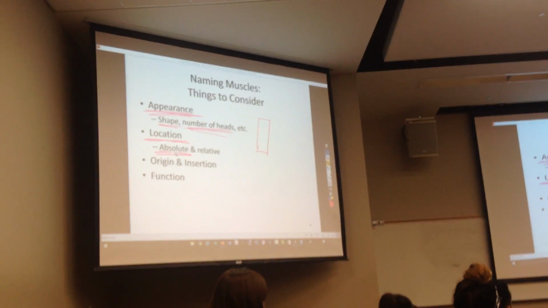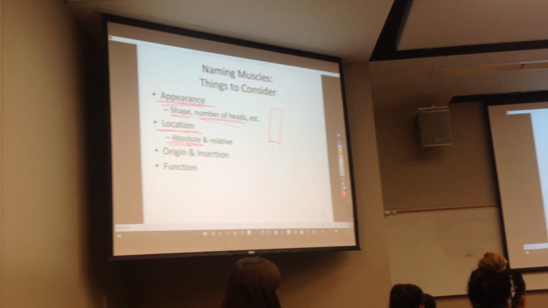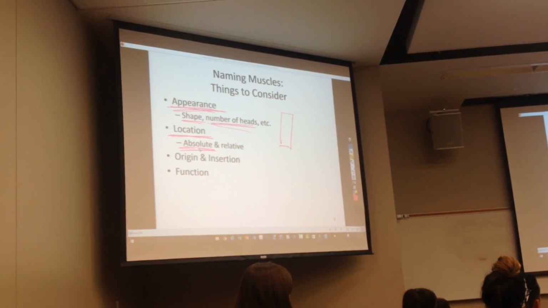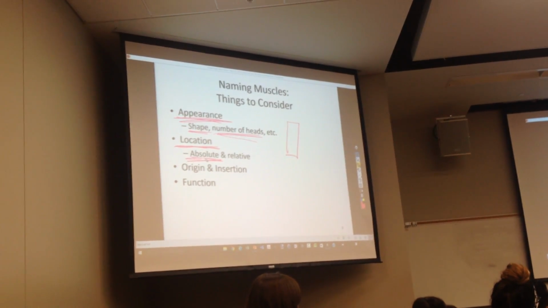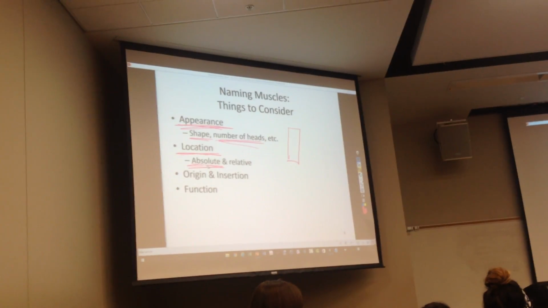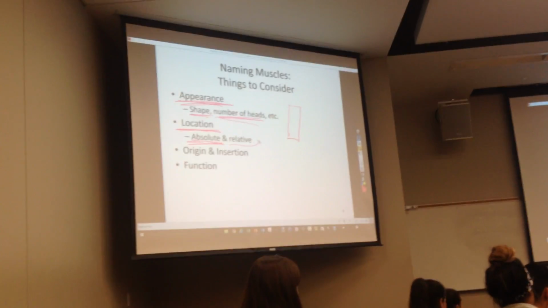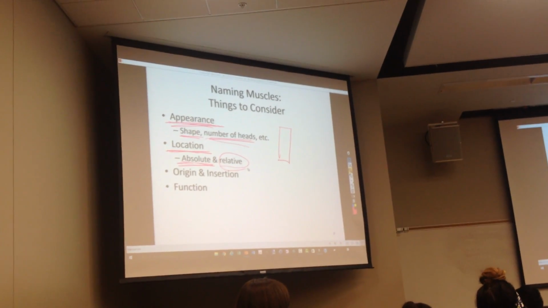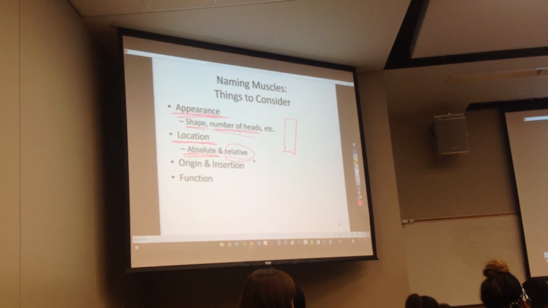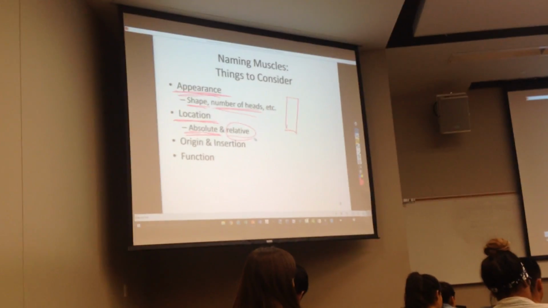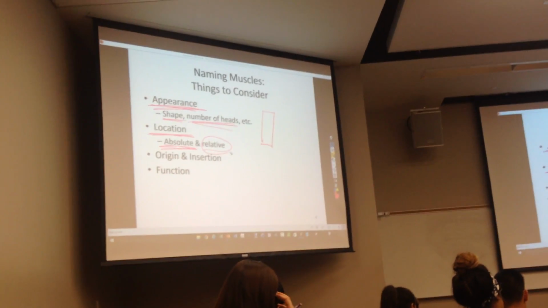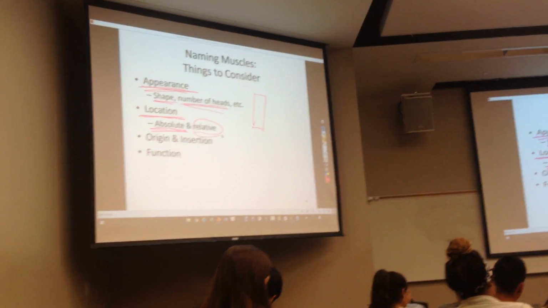That's an absolute one. Now, on your shoulder right here, on your scapula, you have 2 muscles, right? You have an infraspinatus and you have a supraspinatus. Those are relative positions because they are in relation to an external landmark, in relation to the scapular spine. So one muscle is above it, so it's supraspinatus. One is below it, so it's infraspinatus.